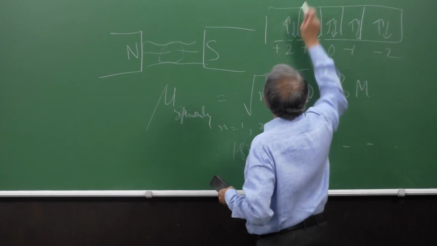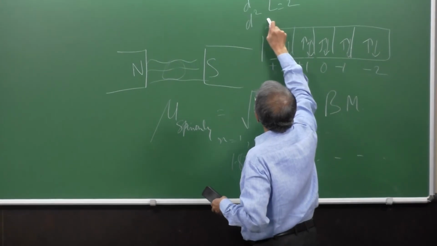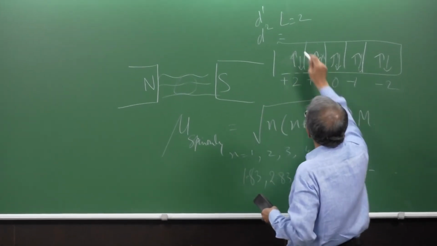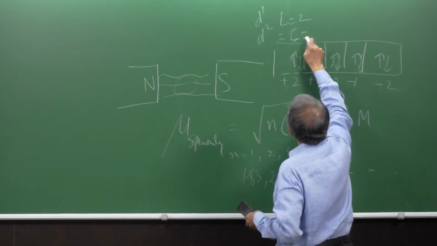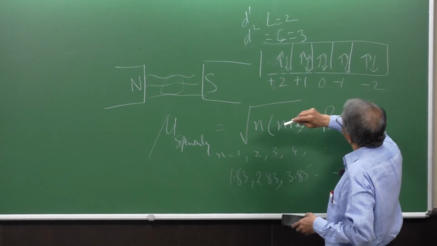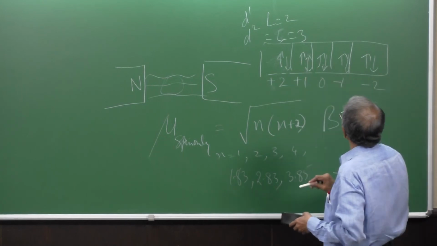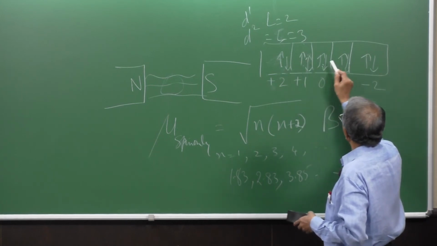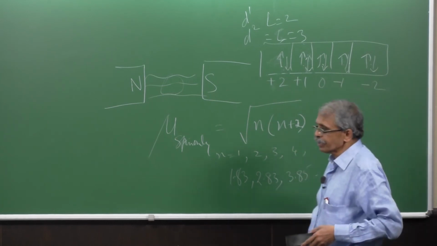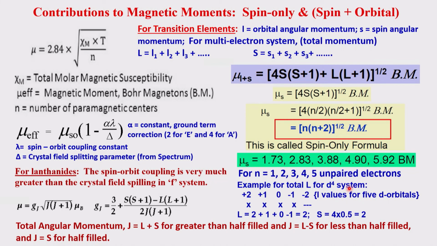So capital L, if you have d1, d2, then you will have 2 plus 1, 3, so L is equal to 3. If you have 3, then 2 plus 1 plus 0, that will be again 3. If you have 4, 2 plus 1 plus 0 minus 1, this will cancel, so it becomes 2. And 2 plus 1 plus 0 minus 1 minus 2 gives 0. So the L value can go with these kind of things. I hope you get the idea of how to do that. Similarly, S you can get from the number of unpaired electrons multiplied by half.